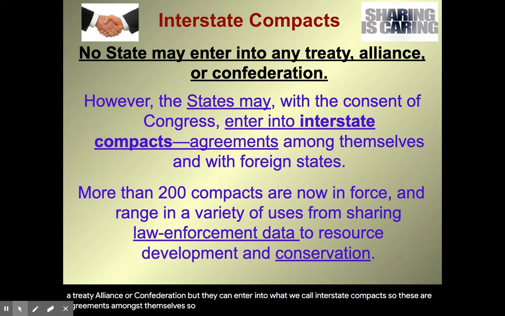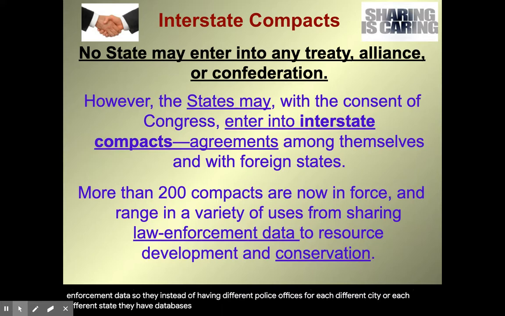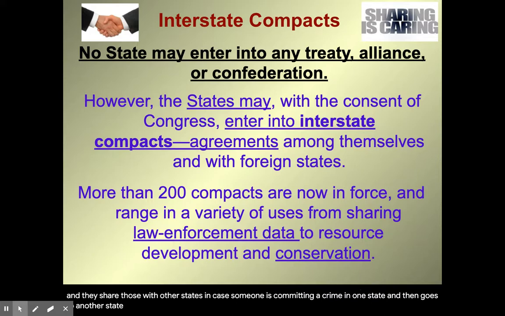So, for instance, many states have agreed to participate in sharing law enforcement data. So instead of having different police offices for each different city or each different state, they have databases. So they have things like DNA databases and fingerprint databases, and they share those with other states in case someone is committing a crime in one state and then goes to another state, they can share that information. They also have conservation, so things about the environment. Different states have agreed together to protect the environment.